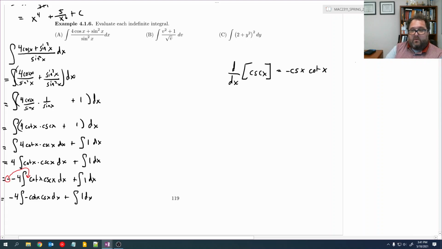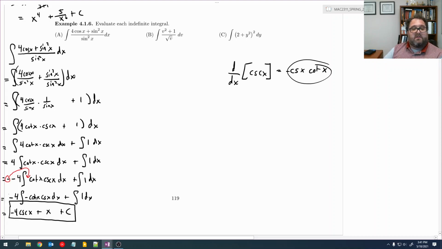And now we know, okay, we have this integrand. We have negative cosecant times cotangent, which I know has an antiderivative of cosecant x. So I get negative 4 cosecant x plus the antiderivative 1 is just x plus c. So there we are.